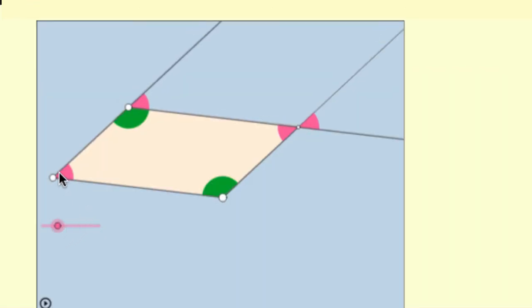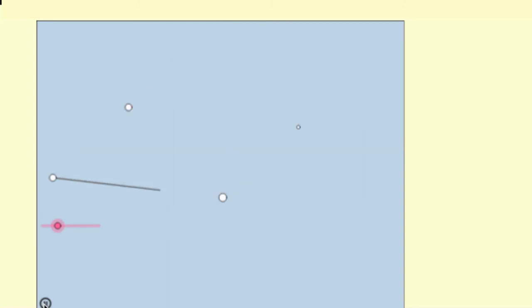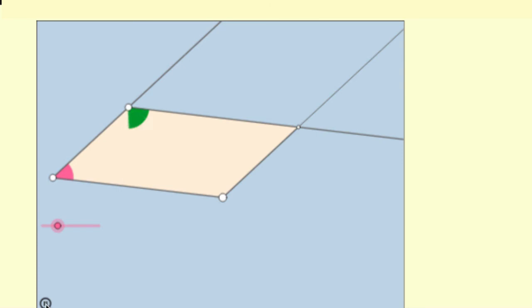Okay, so if you look here, you can see how those angles are supplementary. Okay, see, you have supplementary angles here, and this angle maps out to this angle here.